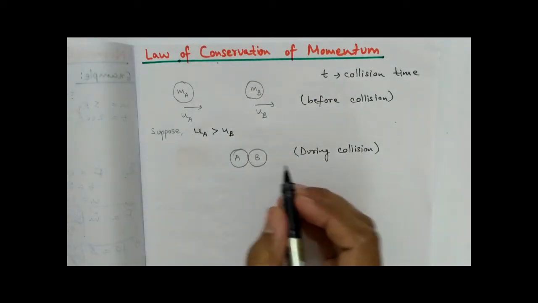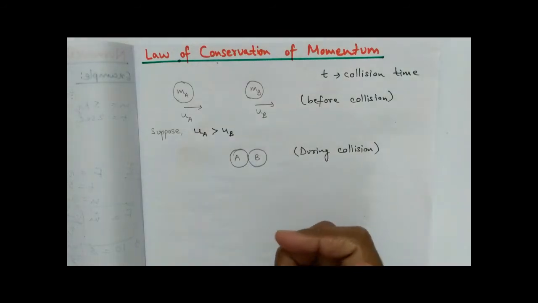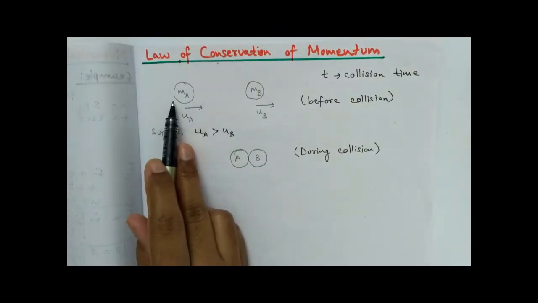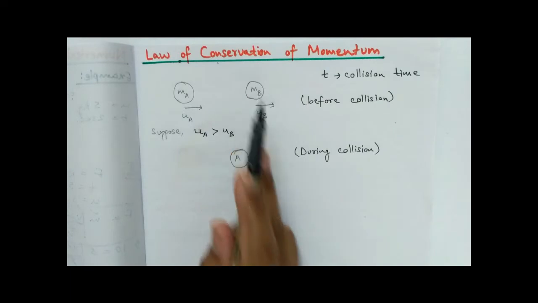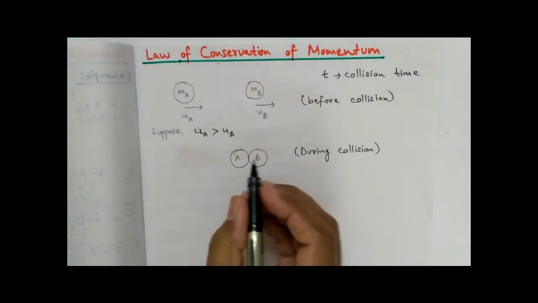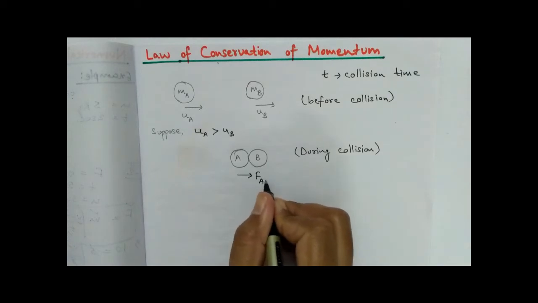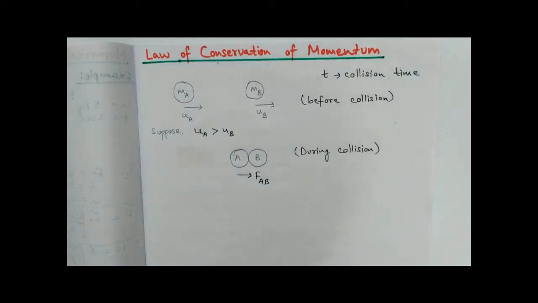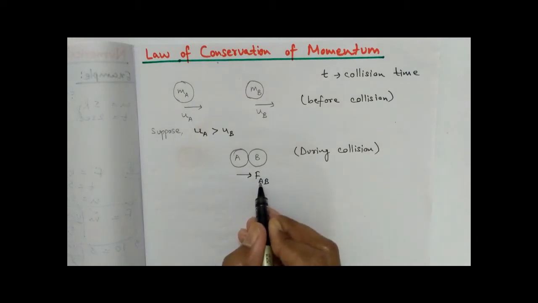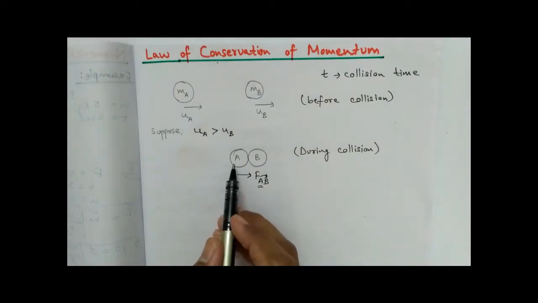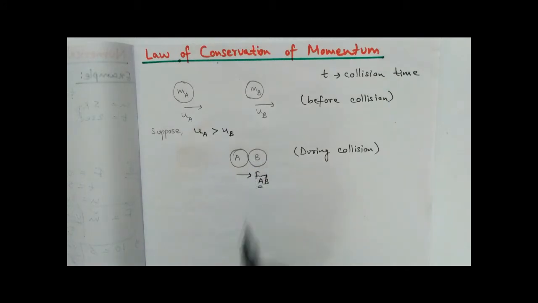Now what will happen during the collision? This will be the scenario. Since A was faster than B, A came near B and collided. So A will exert a certain force over B, F AB. What does this F AB mean? F AB means the force exerted by A on B.